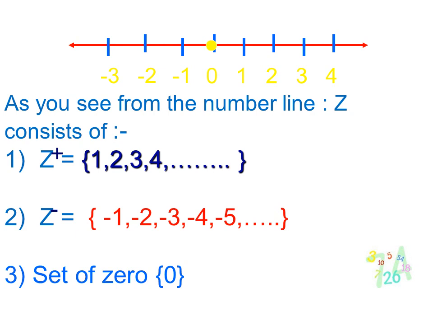As you see from the number line, Z consists of Z positive equal 1, 2, 3, 4 and so on, Z negative equal -1, -2, -3, -4, -5 and so on, and the set of 0.